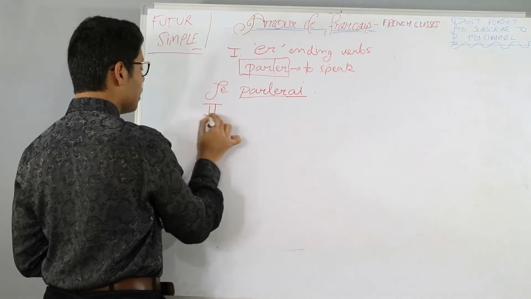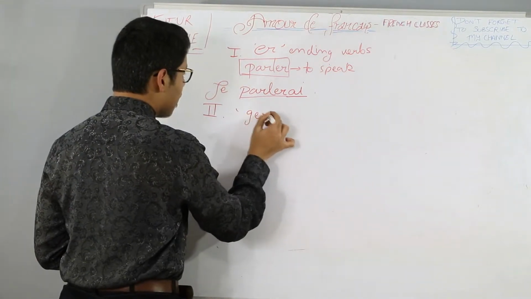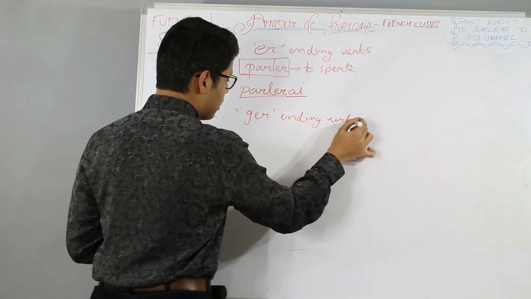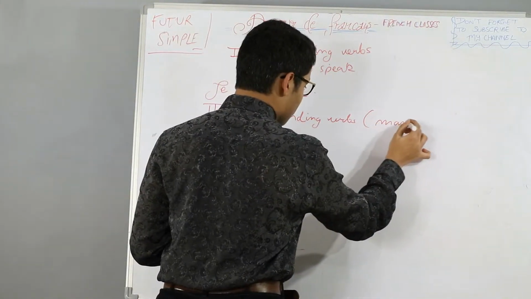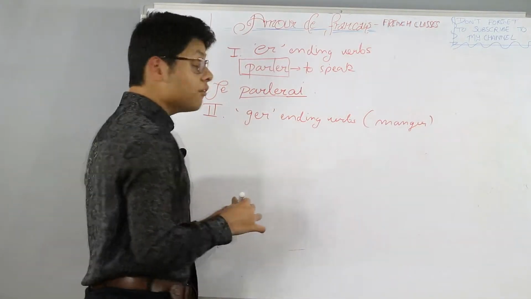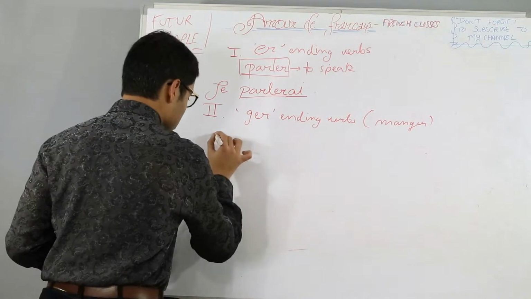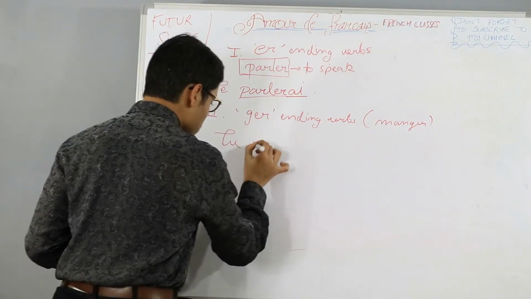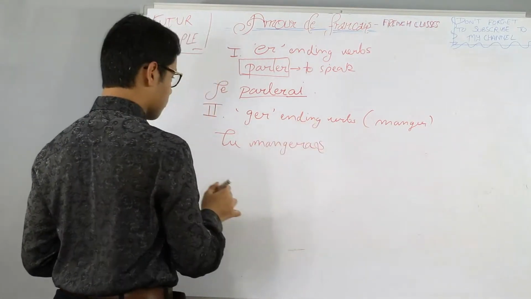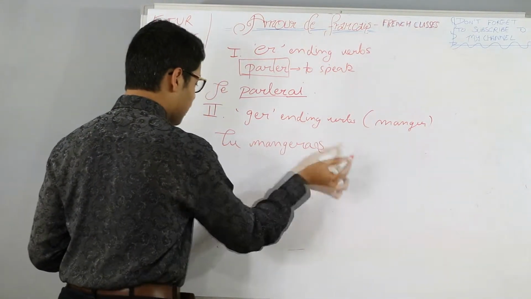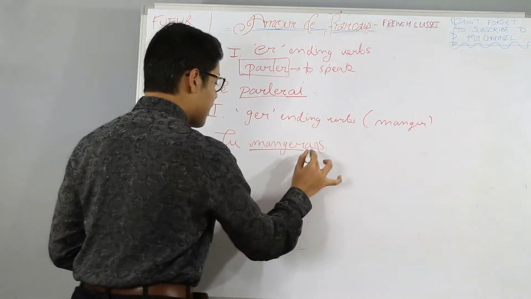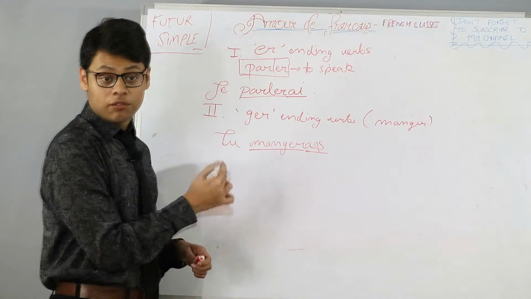The same rule goes for GER ending verbs. We will take the verb manger for reference. So, how to do futur simple with manger? Let's take tu: tu mangeras. Manger, the infinitive unchanged, and as is the future simple ending used with tu.